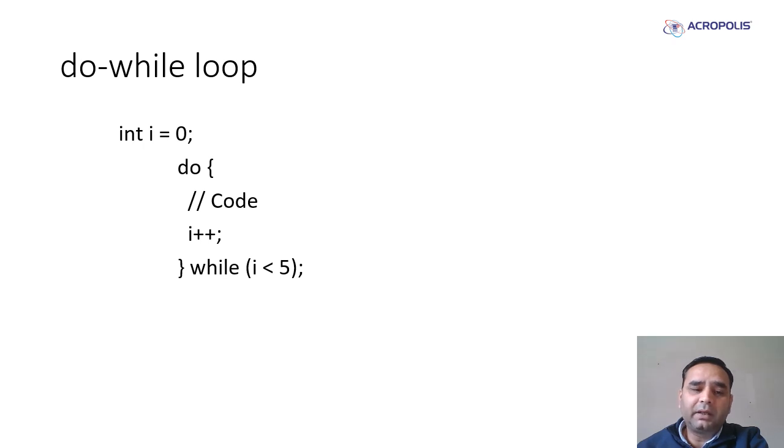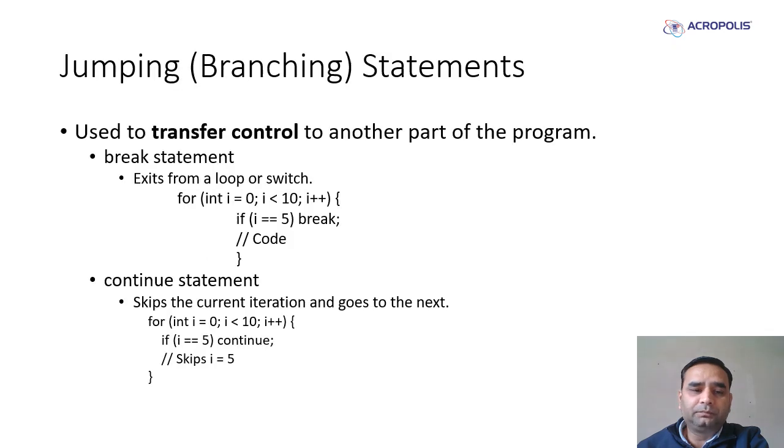So we have the condition, and then we have a code, then we have increment or decrement, then after that we have to check the condition. So the code within do will be executed at least once. So this is the do while loop.